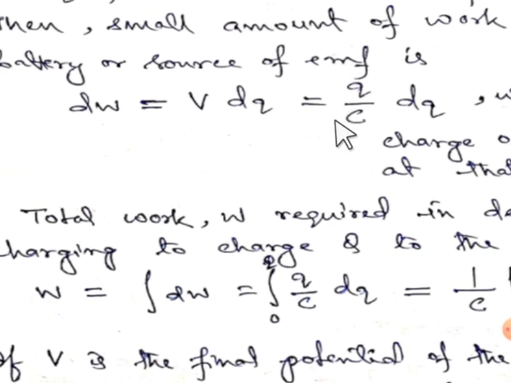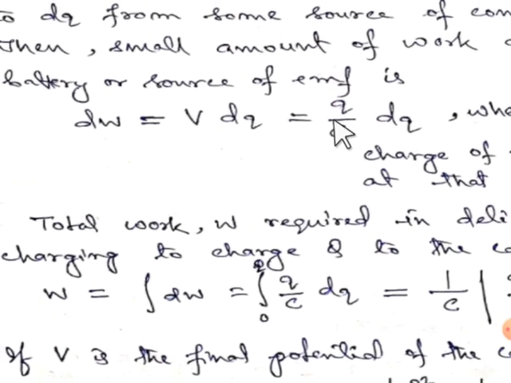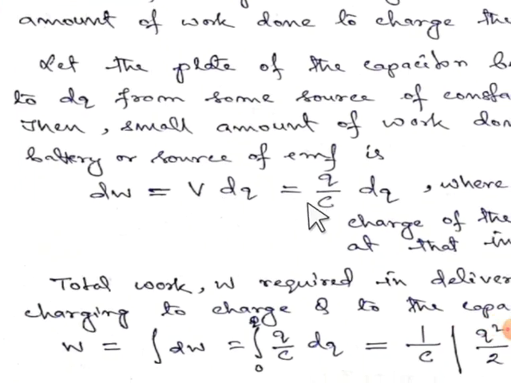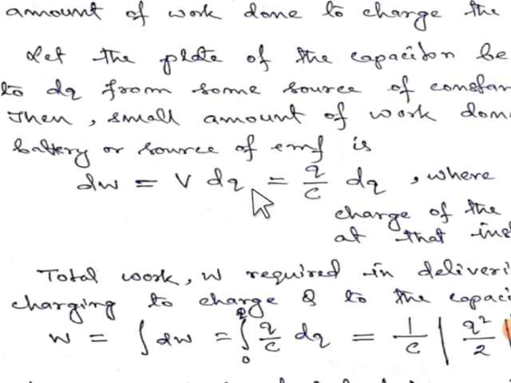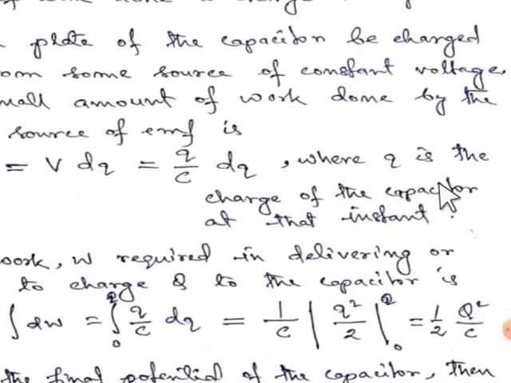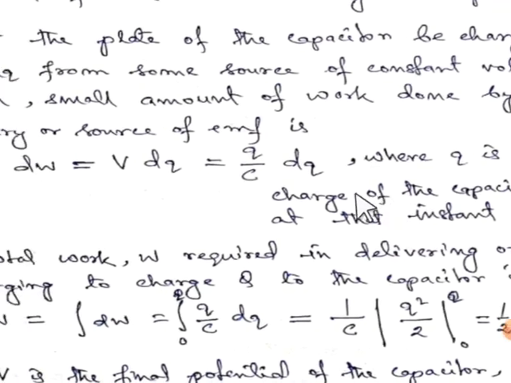So V can be replaced by what? From that expression of capacitance, C is equal to Q by V, you will get that your V will be equal to Q by C times dq, where Q is nothing but the charge of the capacitor at that instant. That means this Q is an instantaneous charge, at that moment, at that time. Got it?